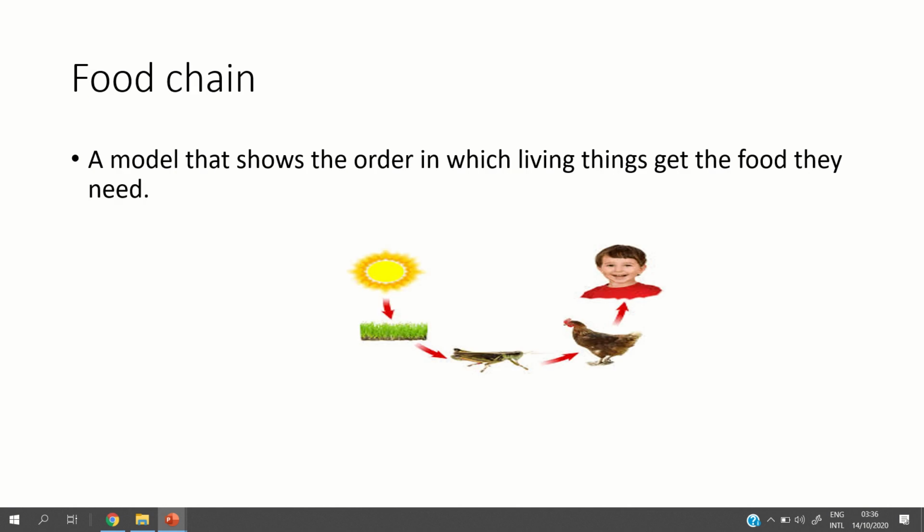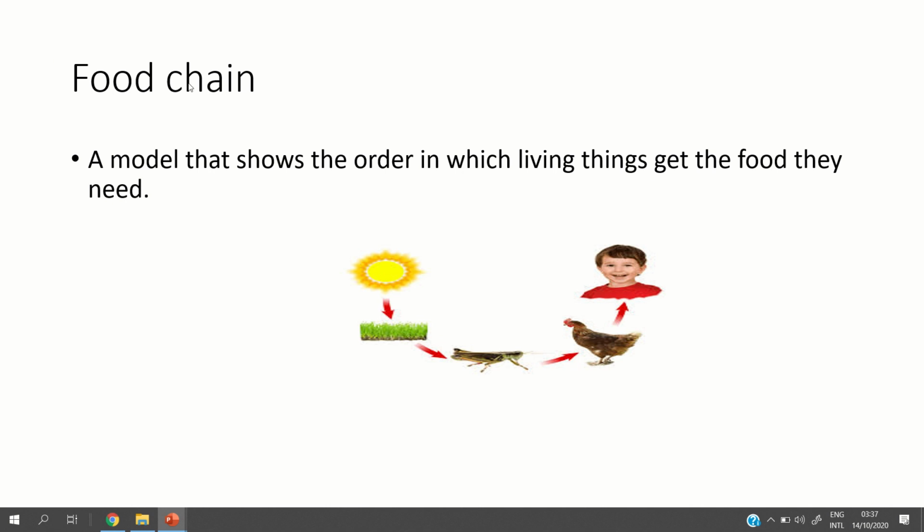Okay? So, what is the meaning of food chain, grade 2? A food chain is a model that shows the order in which living things get the food they need. So the food chain helps all living things to get the food they need. Without the food chain, or if any one of these living things is missing from the food chain, the food chain will not be complete and the living things may die.